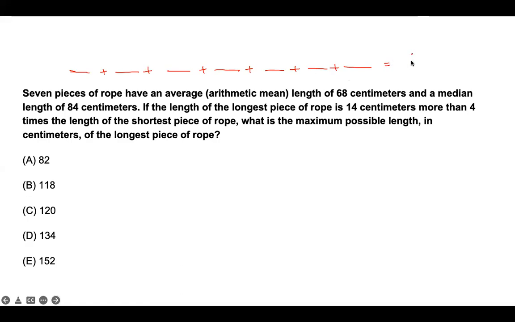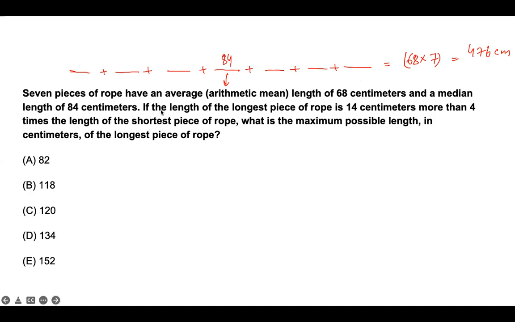So what will be the sum? That will be 68 times 7, which is equal to 476 centimeters. The next thing is, we are given a median length of 84. Because the total number of pieces is odd, just add 1 to it and divide by 2, and that will be the position of the median. 7 plus 1 is 8, and 8 divided by 2 is 4. So if this is arranged in order, from lowest to highest, the median is the fourth piece, which is equal to 84.